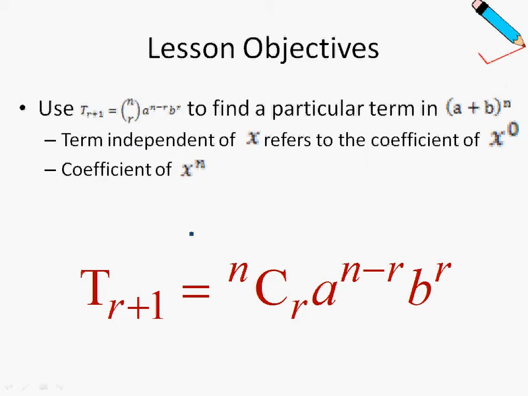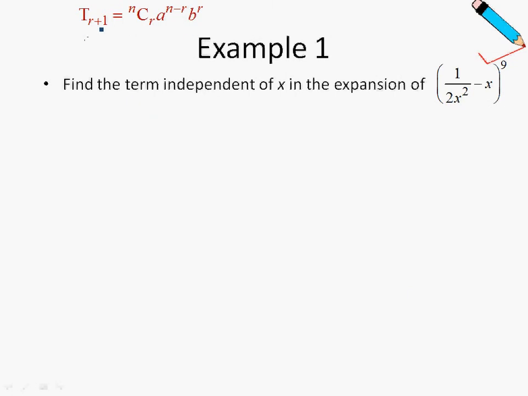So just stare at this red formula over here. This is very important. This is what we call the general term. We're going to learn how to make use of the general term. As per usual, I'm just going to leave it at the top of the screen to help you see better. So let's look at this example. Find the term independent of x in the expansion of this chunk of numbers you see over here.